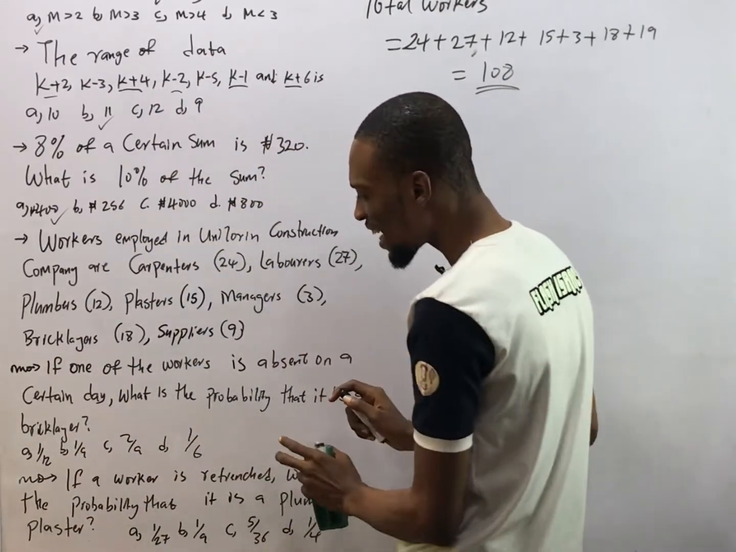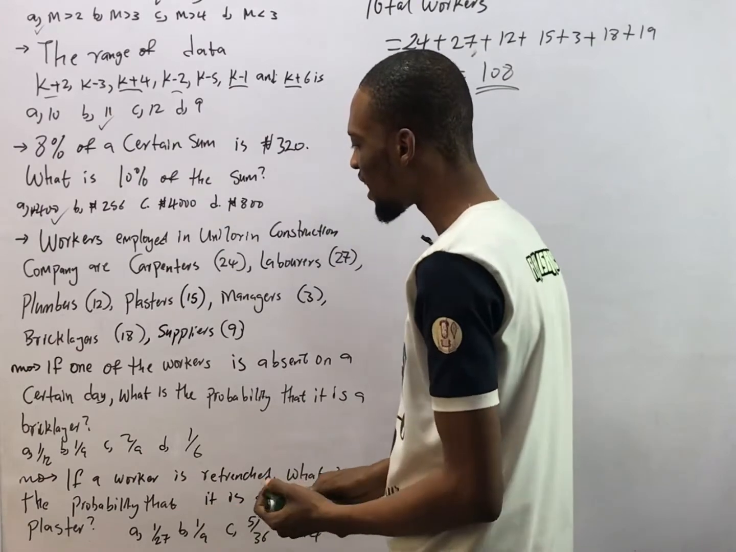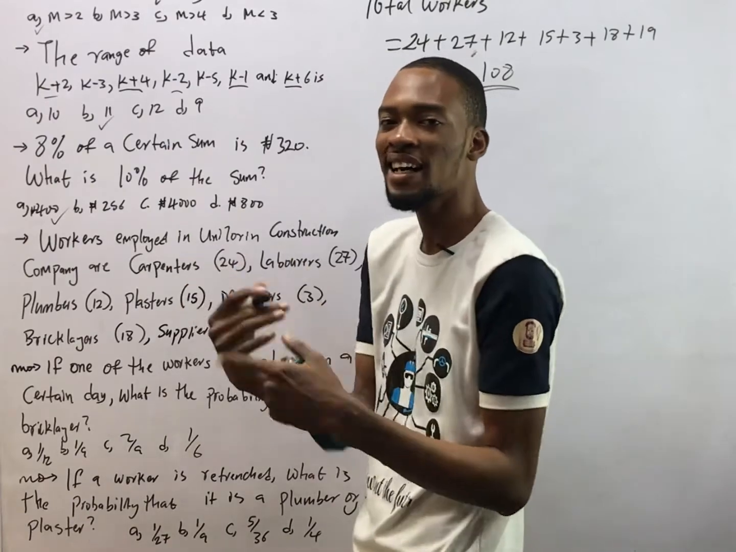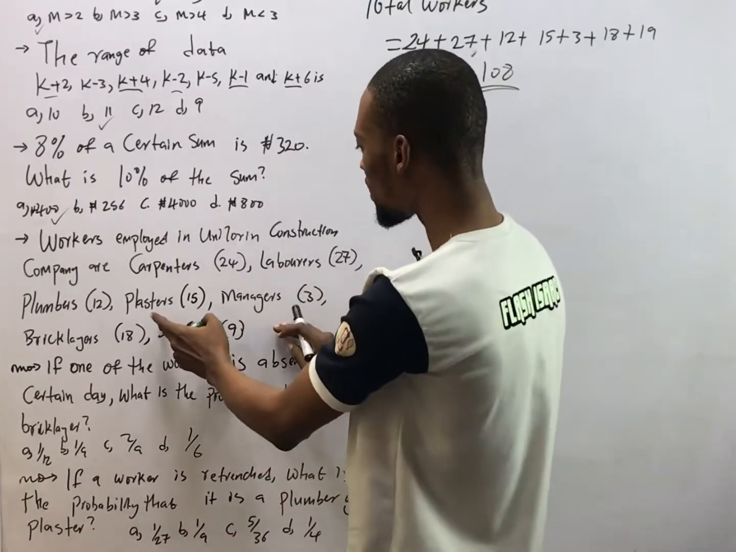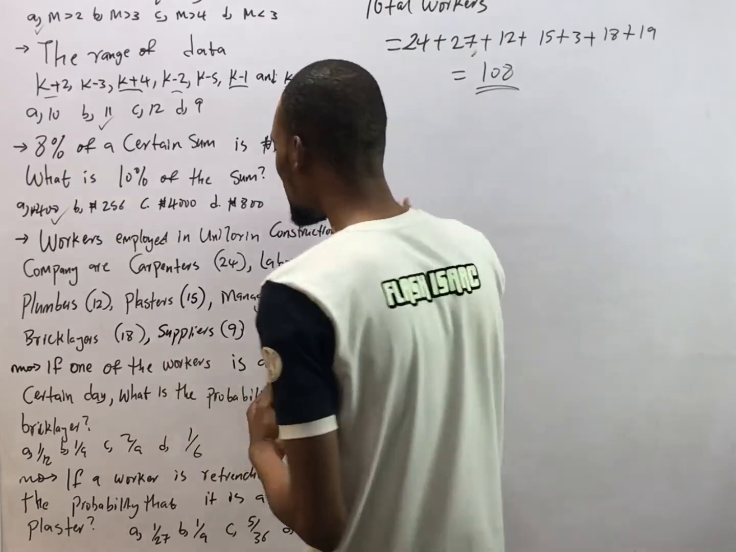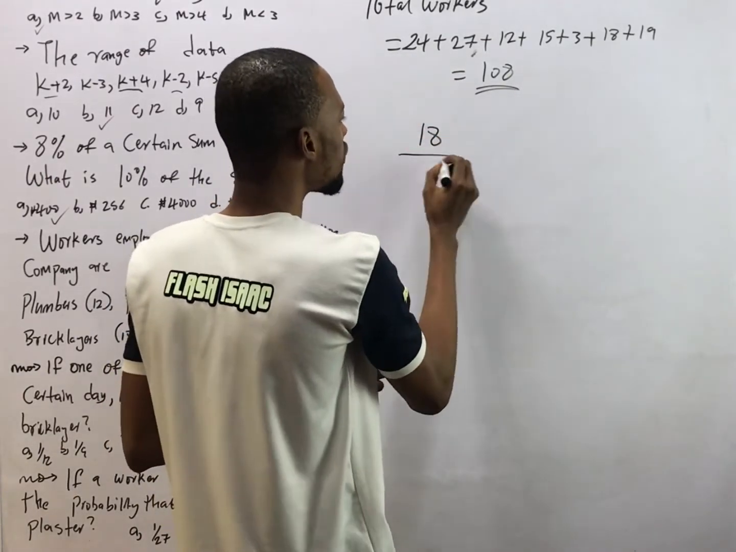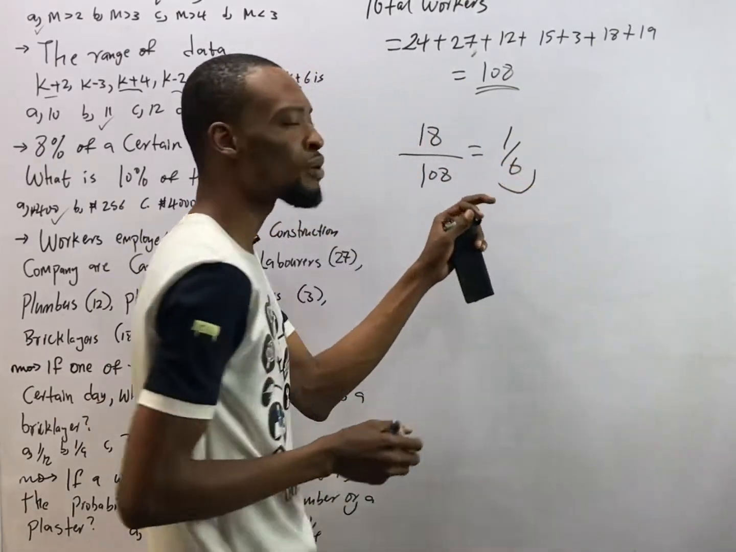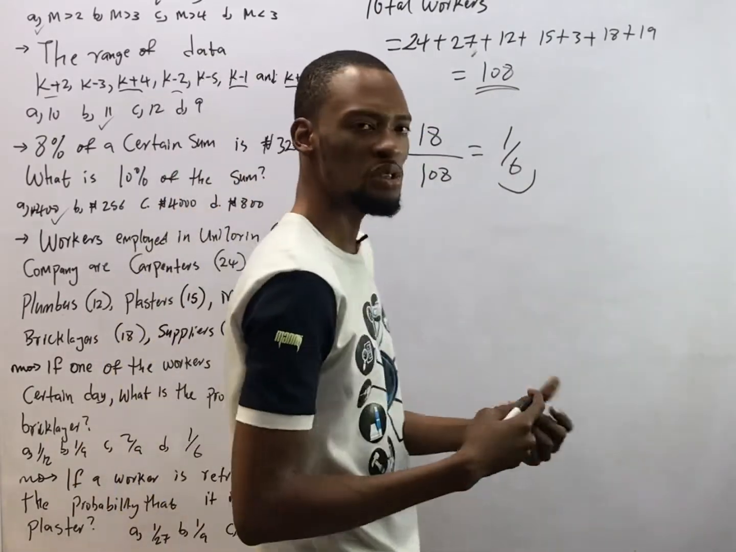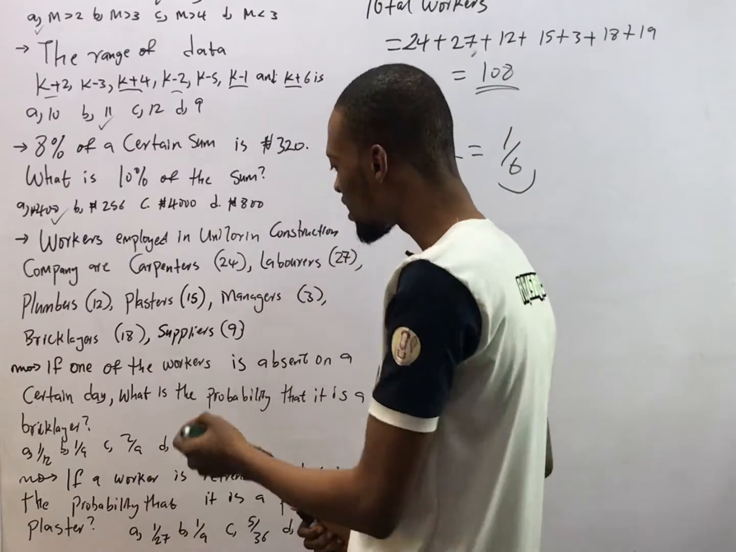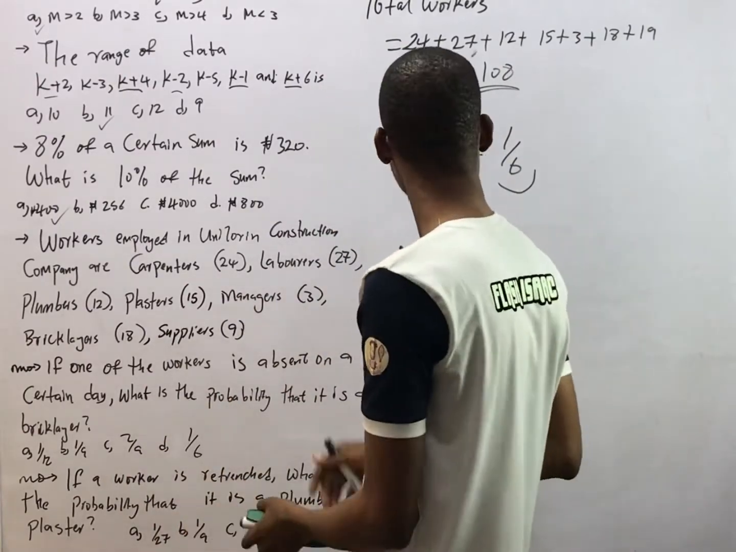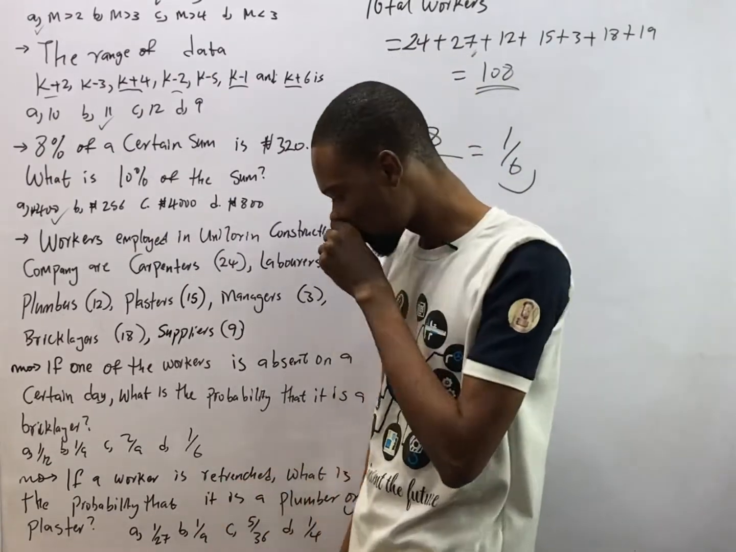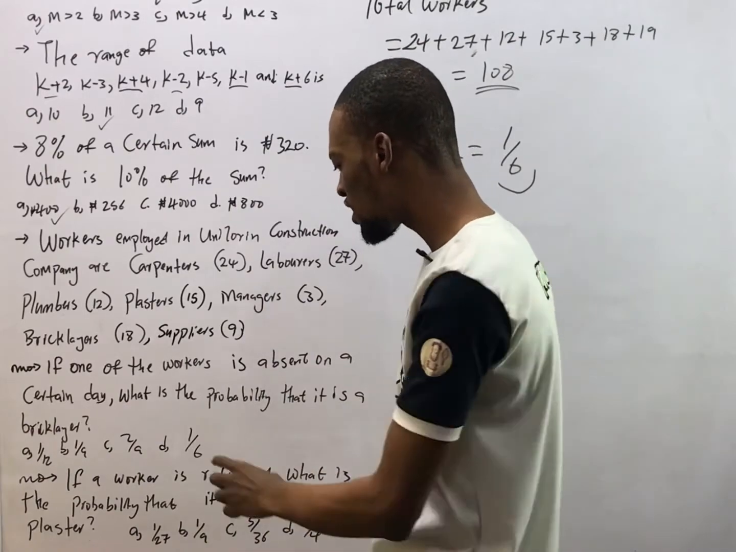Now, the probability that a worker absent is a bricklayer is simply the number of bricklayers in the company divided by the total number of workers. According to this data, we have 18 bricklayers. So 18 bricklayers over 108 over the total workers will give you 1 over 6. So this is the probability of bricklayers in the company. So the chance or the probability that the worker absent is a bricklayer is simply 18 over 108, which is 1 over 6.